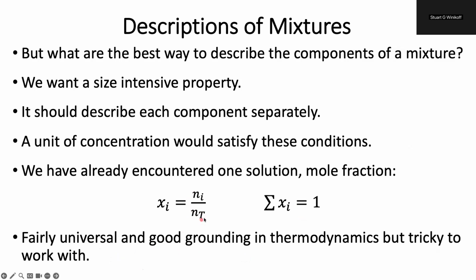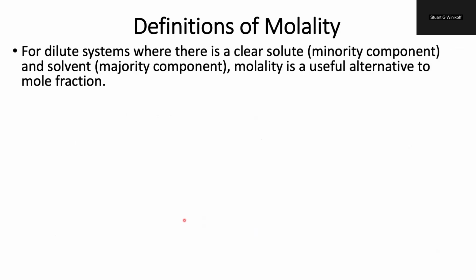So I need to try and find a way that I can easily calculate mole fractions, preferentially from a different property I can easily calculate from mole fractions. And unfortunately, the classic chemist's favorite choice here, molarity, doesn't quite work. But molality does. So as long as I've got a very dilute system where there's a clear minority component, which is going to be my solute, and a clear majority compound, which is going to be my solvent.